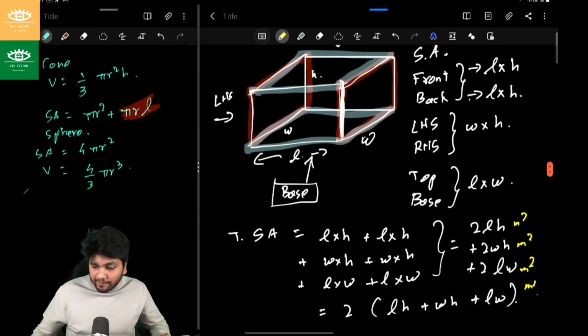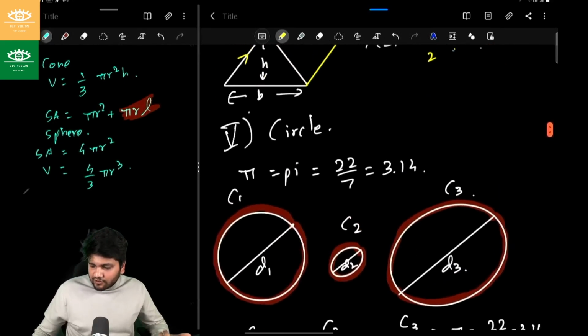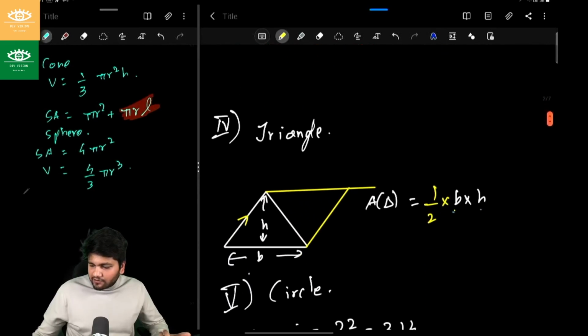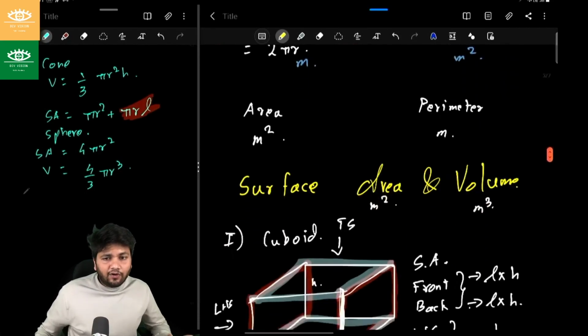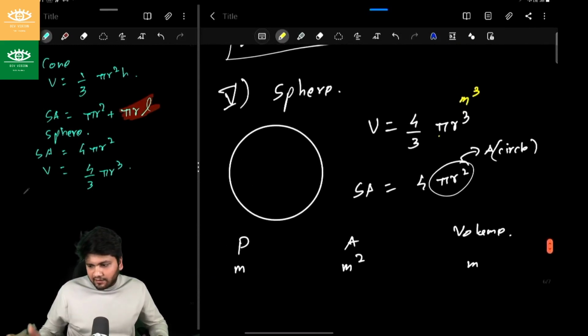So never get confused. Also previously, when we talked about circle and all, whenever they ask you area, you can verify. Triangle is base into height, so meter into meter, again meter square, that's why it's area. So remember, always concentrate on units. This is my tip which you can use anytime for any problem.